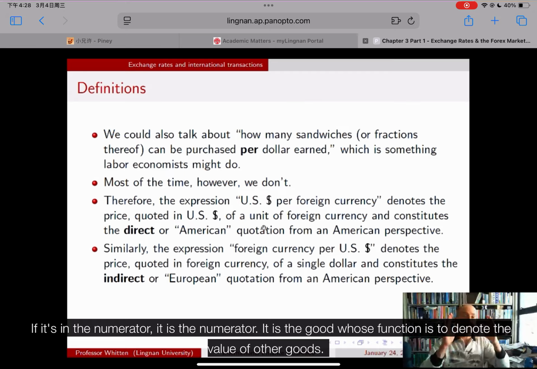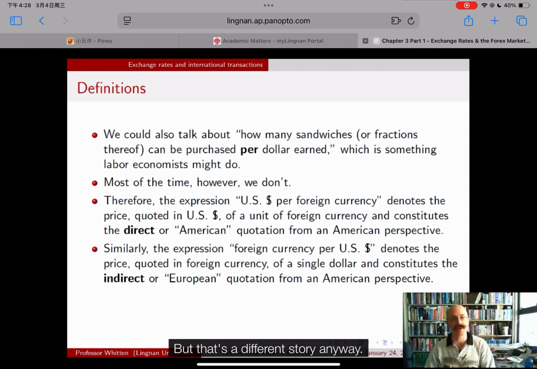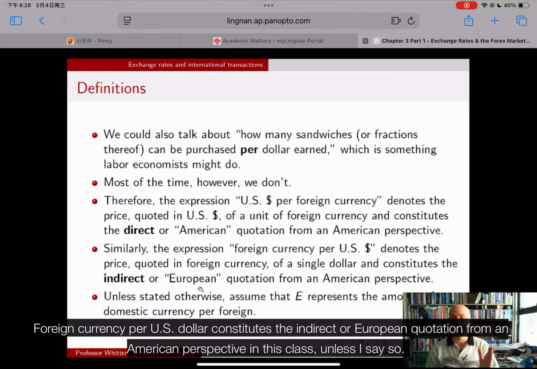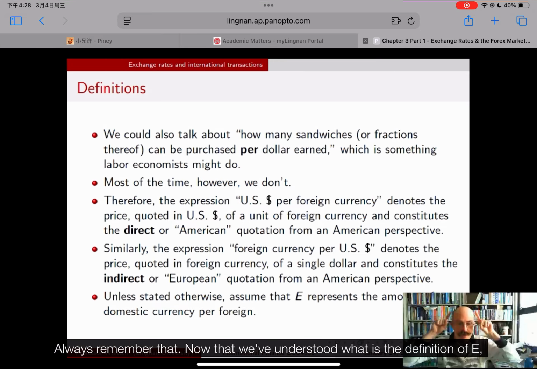If it's in the numerator, it is the numéraire. It is the good whose function is to denote the value of other goods. It is not the good that is deliberately bought and sold. Though later I will say, in a sense, it also is that, but that's a different story. Anyway, foreign currency per US dollar constitutes the indirect or European quotation from an American perspective. In this class, unless I say otherwise, assume that E represents the domestic currency per foreign. So D per F, D over F. Always remember that.